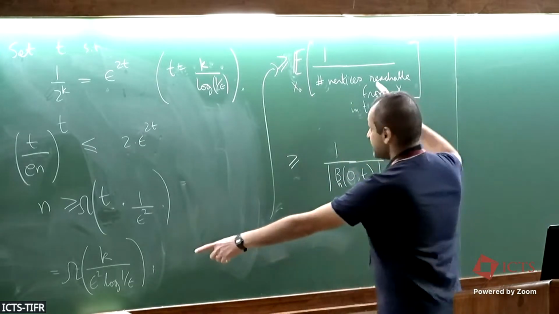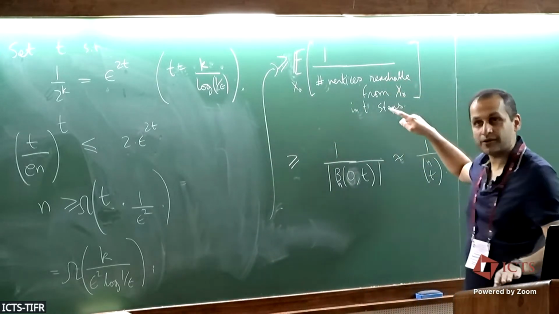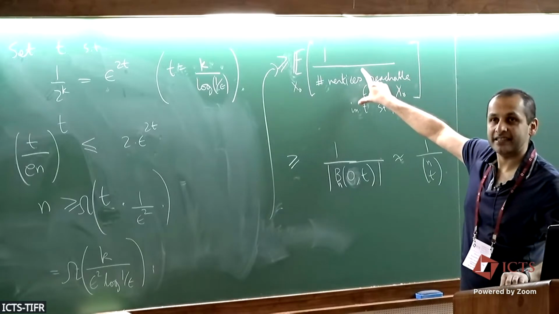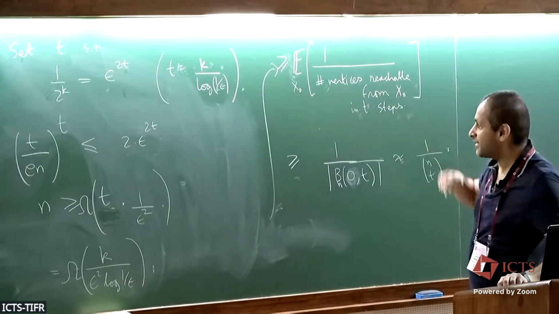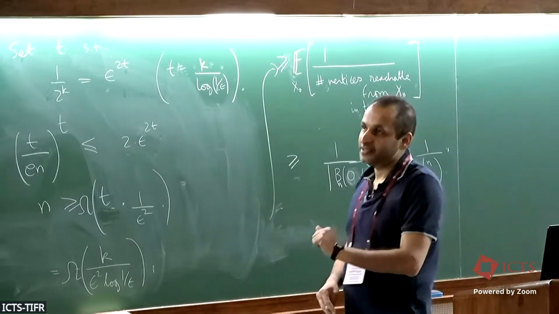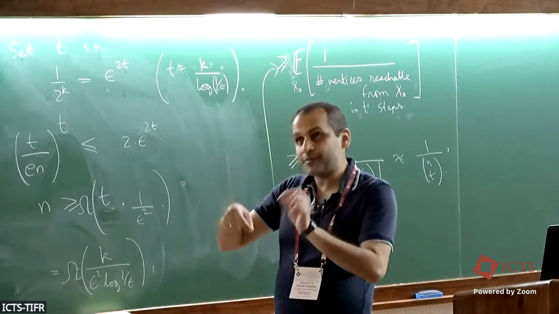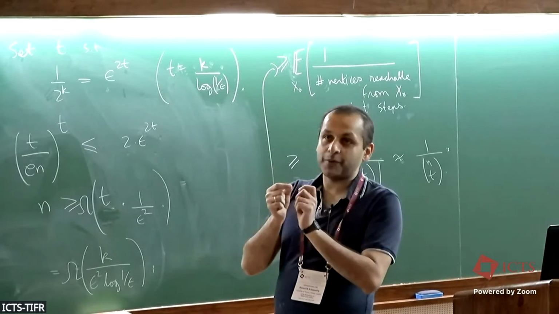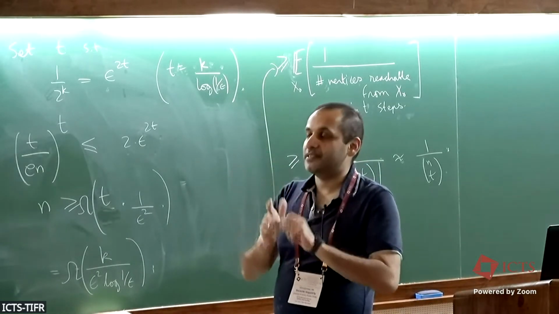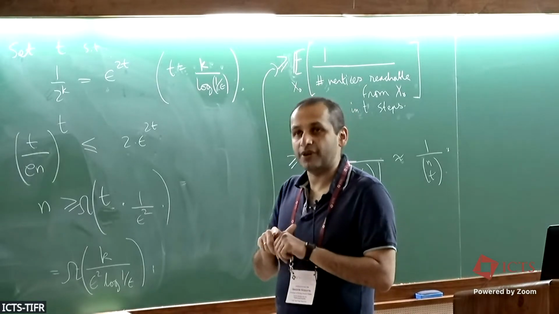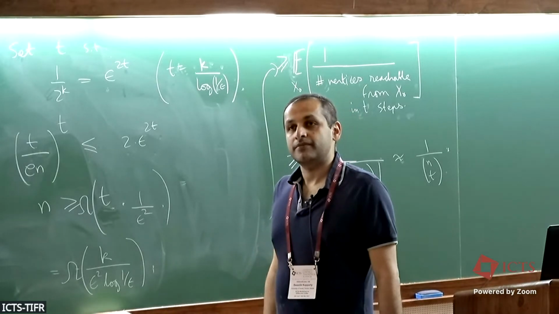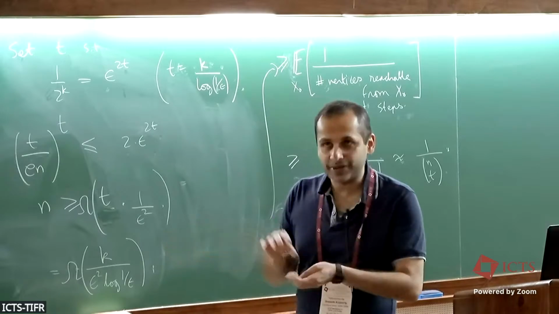So why is it at least 1 over this? Or how did we estimate this? Okay, so for any distribution supported on a set of size k, if you take 2 random samples from the distribution and ask what's the probability that they're equal, it is at least 1 over k. And this is Cauchy-Schwarz.